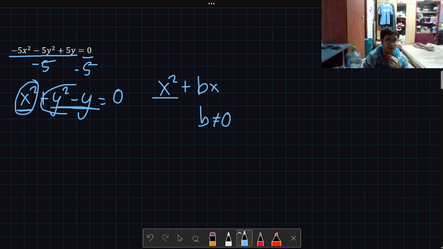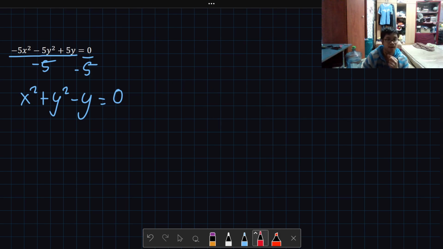On the other hand, y squared minus y. Here we will do completing the square. Why? Because we have a squared term where the coefficient is 1 and we have its partner, which is simply y. So in this case, we will do completing the square for y squared minus y. With that in mind, let's do it.